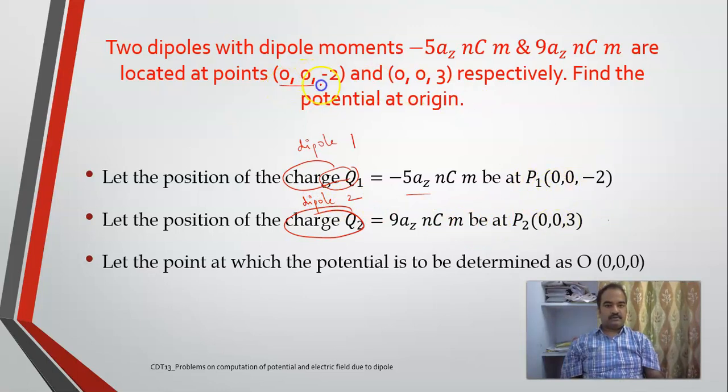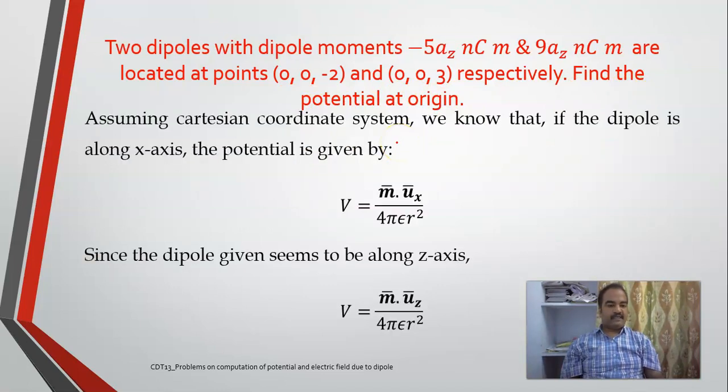It is (0, 0, -2), and the other one is (0, 0, 3). So at which point am I supposed to determine the potential? It is the origin, right? I feel that the entire thing is in the Cartesian coordinate system. Nobody has mentioned anywhere, so I'll directly go with the Cartesian coordinate system itself.